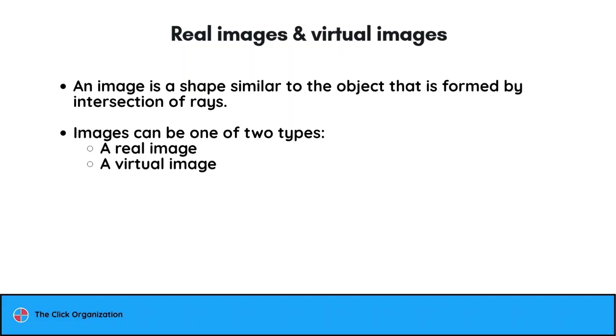The main difference between these two types is how the light rays form the image. If the actual light rays meet, we get a real image. If only the extensions of light rays meet, we get a virtual image.